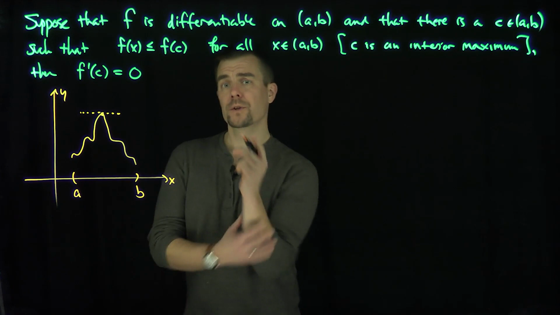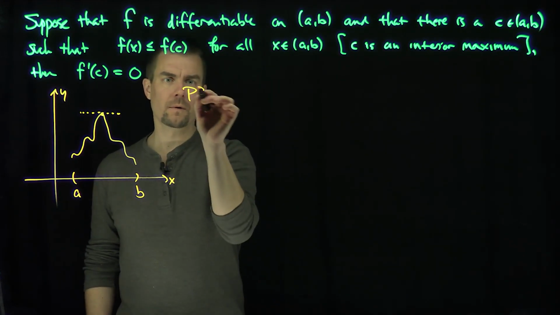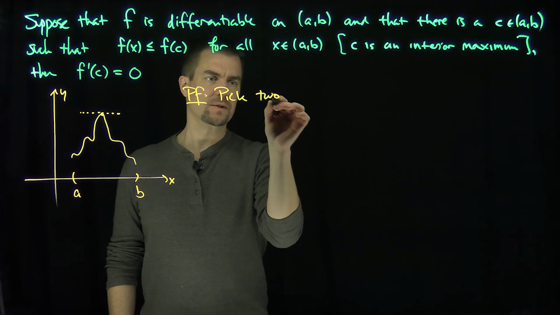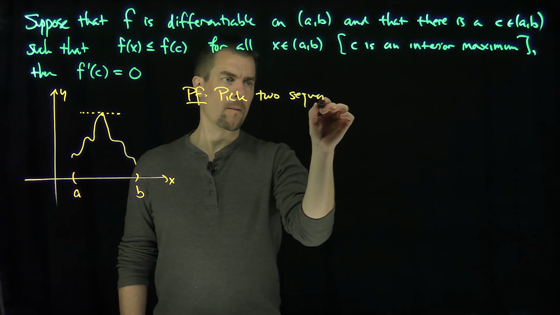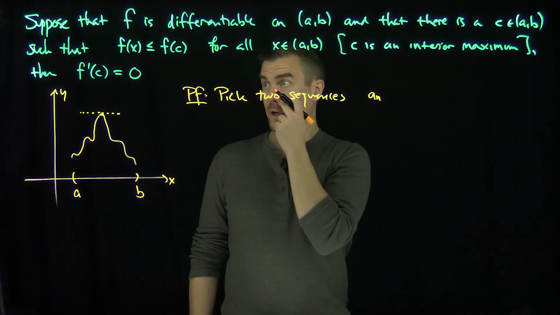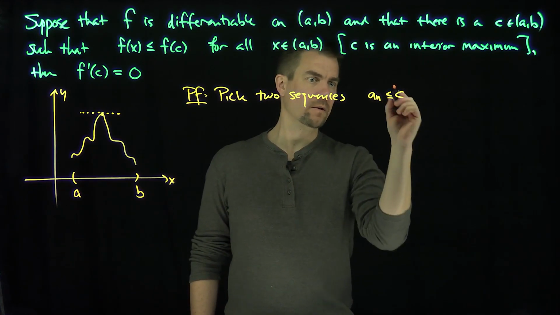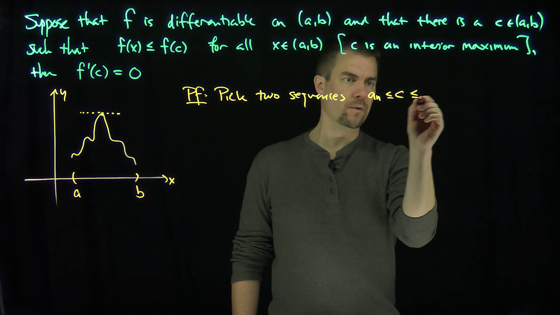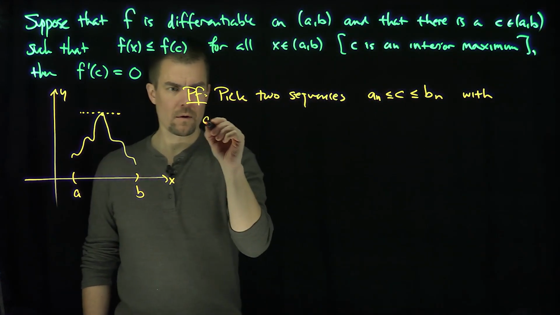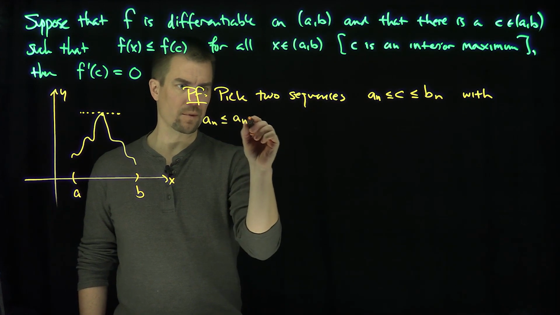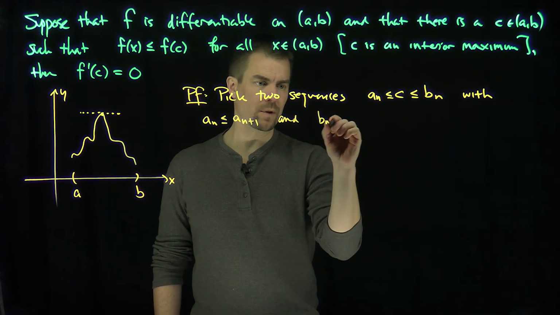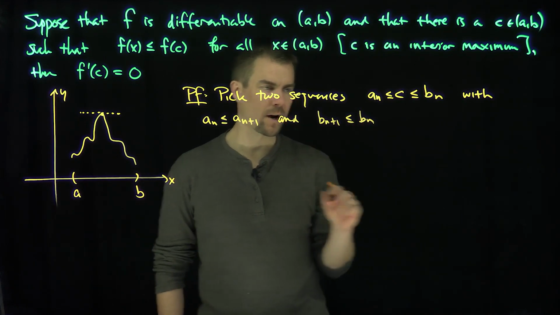So what we're going to do is pick two sequences. So here's the proof. Pick two sequences, an and bn, where the an are less than or equal to c, and the bn are greater than or equal to c, with an less than or equal to an plus 1. So the an's are going to be increasing, and the bn are going to be decreasing, so bn plus 1 is less than or equal to bn, for all n.